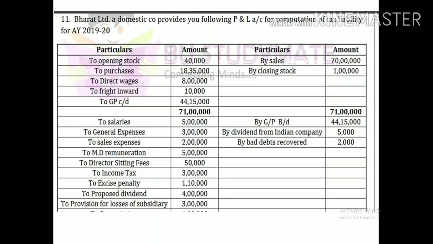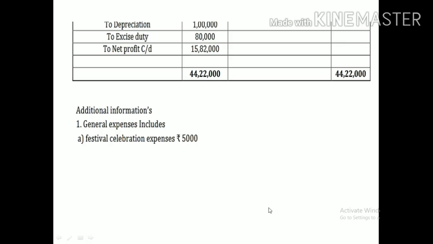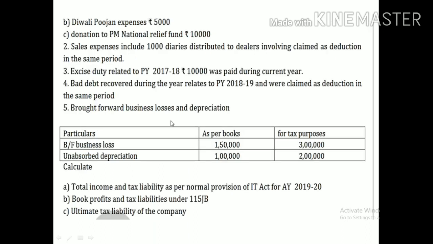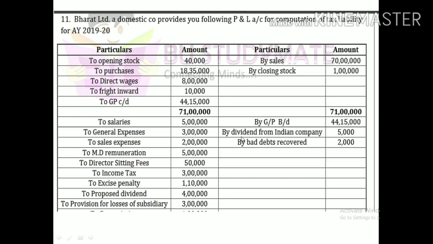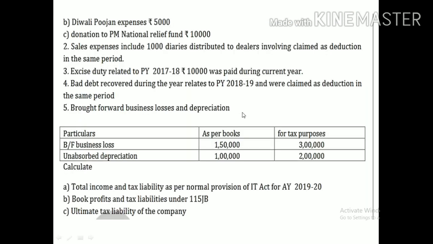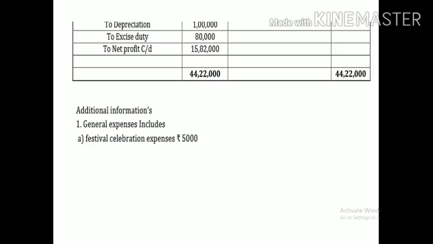For this, you should add inadmissible expenses already debited, allowable expenses not yet credited, which is given in the adjustment. Then allowable incomes not yet credited, given in the adjustment. That should be considered. First, go one by one: inadmissible expenses already debited, then allowable incomes not yet credited, given in the adjustment. We will see one by one.